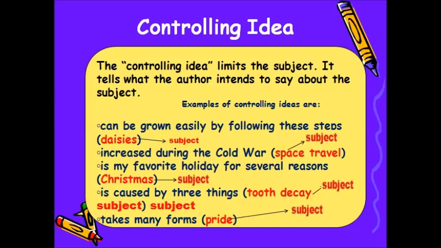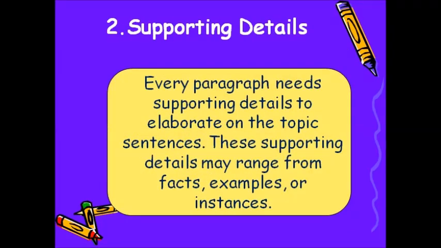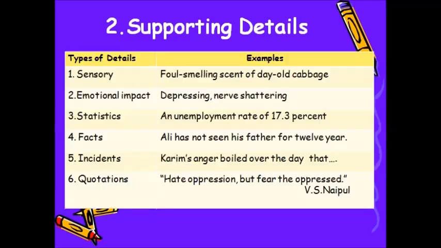Every paragraph needs supporting details to elaborate on the topic sentence. This is the second part of a paragraph, and these supporting details may range from facts, examples, or instances. We have provided a list of supporting details. There are six types of supporting details. They are sensory, emotional impact, statistics, facts, incidents, and quotations. We have given a number of examples in this slide.